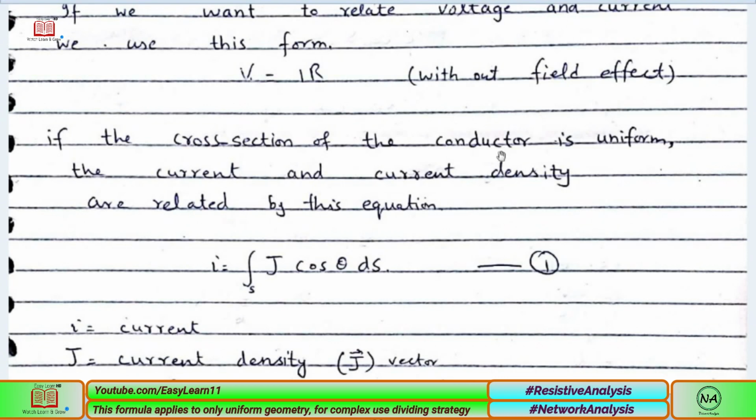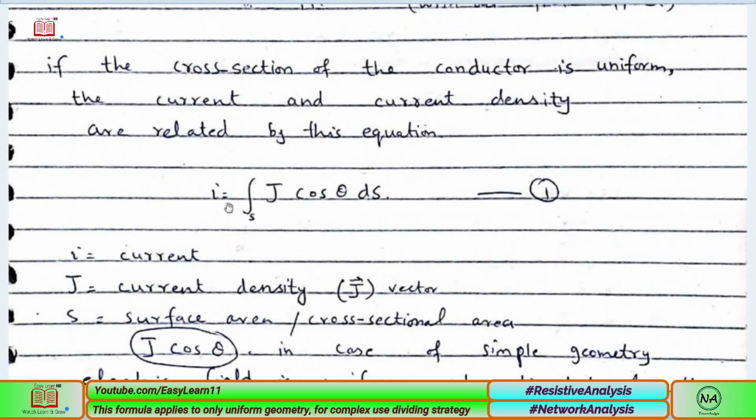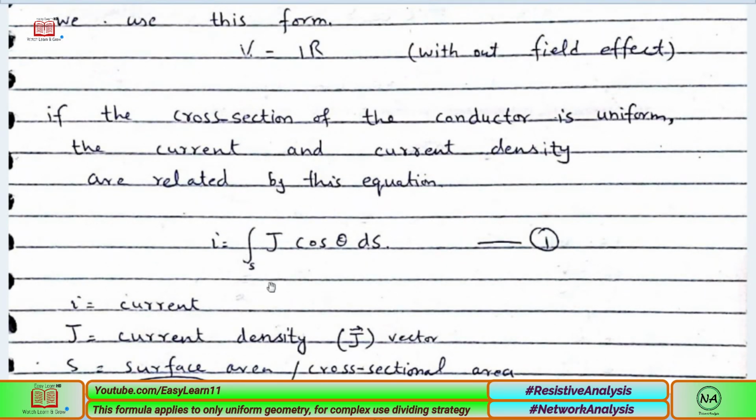If the cross section of the conductor is uniform, the current and the current density are related by this equation: I is equal to the integral of J cos theta dS. You need to memorize this equation first in your brain before proceeding to the next section of this episode, because this is the relationship that relates the current with the current density J. So current is equal to the integral of J cos theta dS.